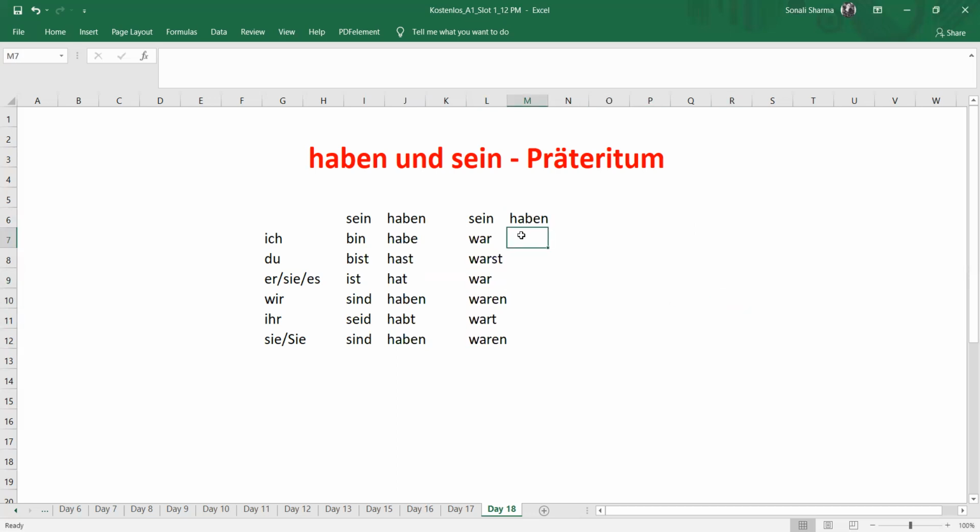Next, if we talk about the haben form, so ich hatte, du hattest, er, sie, es hatte. Next, wir hatten, ihr hattet, and last sie hatten. So these are the conjugations.